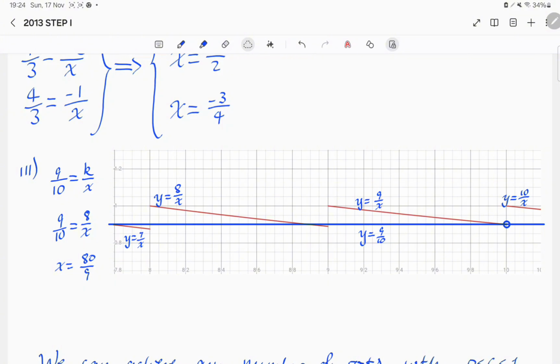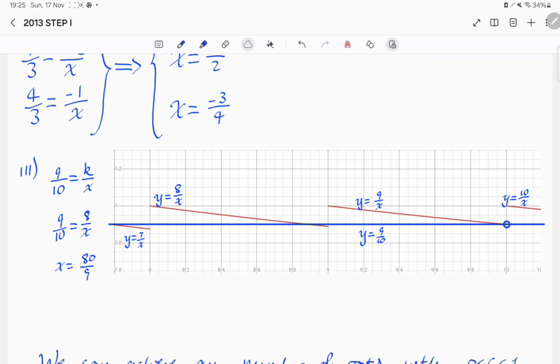However, remember that at x equals 10, the floor of x is also equal to 10, and the value of the graph is equal to 1, not 0.9. Therefore, the largest root is actually the intersection with the 8 over x section of the graph. We therefore have 9 over 10 equals 8 over x, and x is therefore equal to 80 over 9.